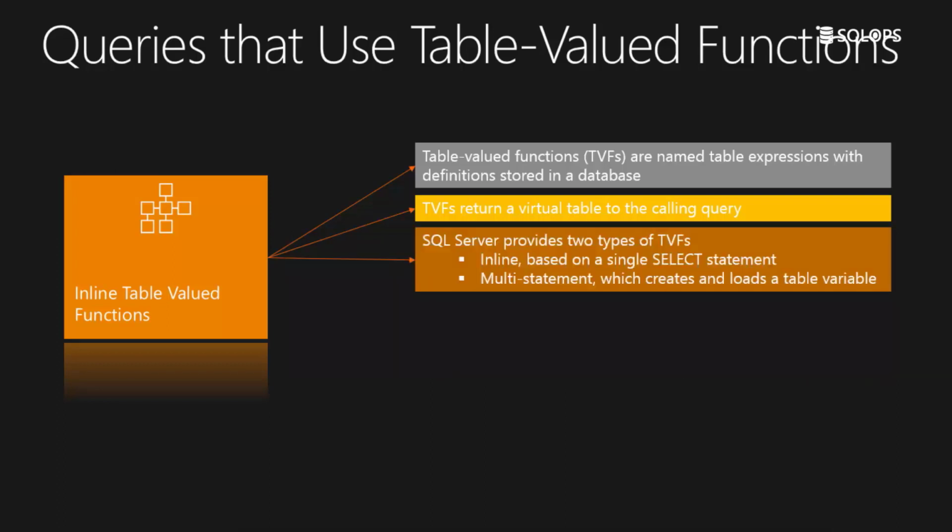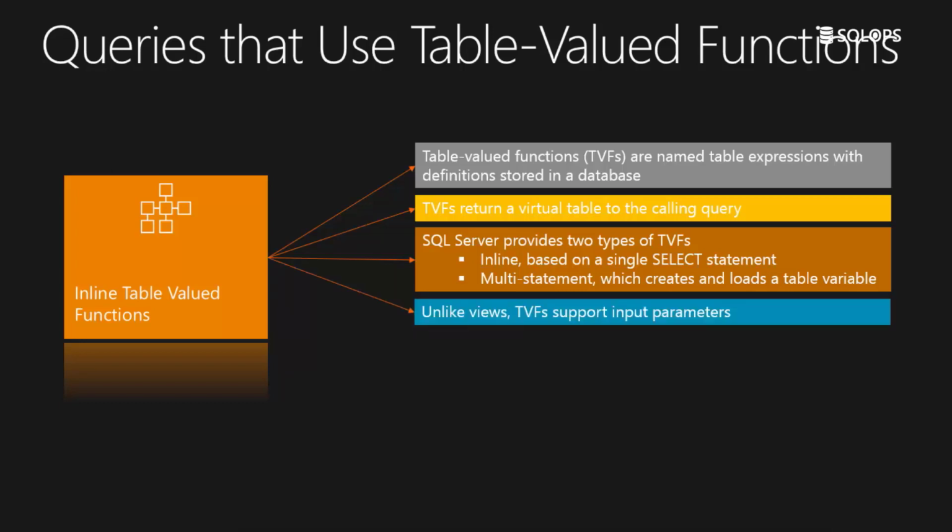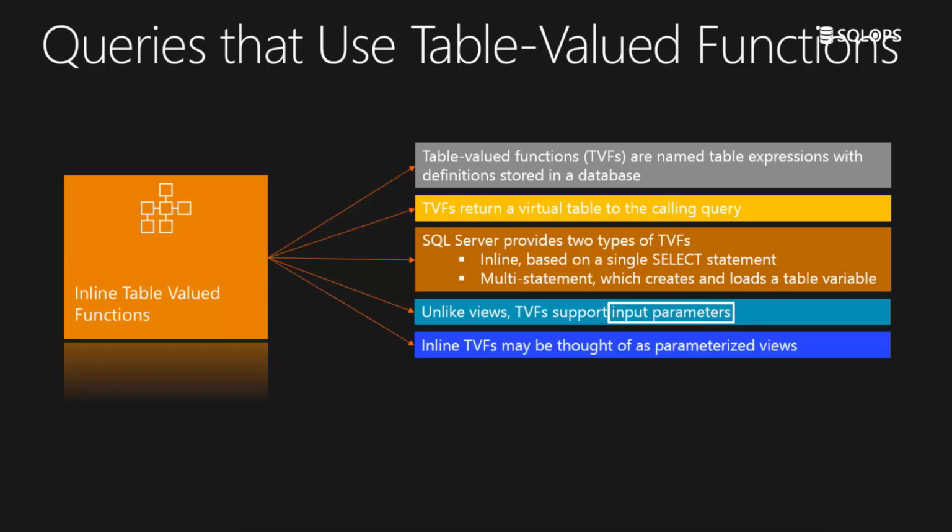SQL Server provides two types of table-valued functions: inline, which is based on a single select statement, and multi-statement table-valued functions, which create and load a table variable. Although inline table-valued functions have many properties in common with views, the key distinction is that inline table-valued functions can accept input parameters. Therefore, you can think of inline table-valued functions conceptually as parameterized views and choose to use them in place of views when flexibility of input is preferred. Now let's see how to create an inline table-valued function.